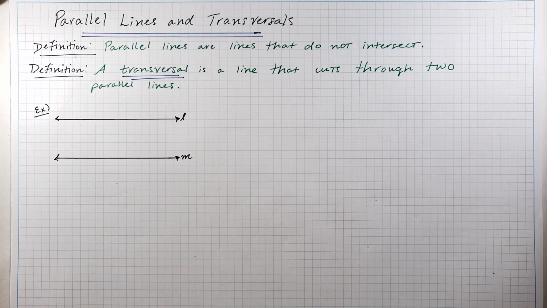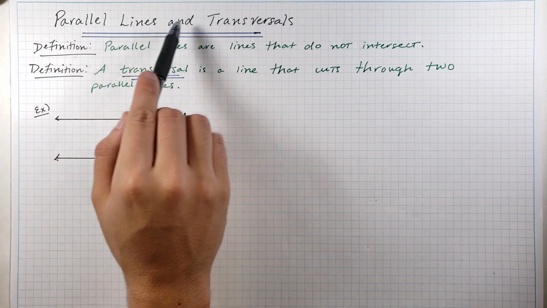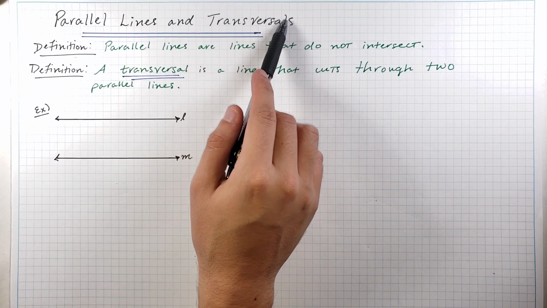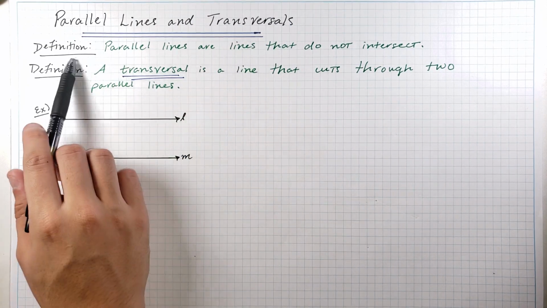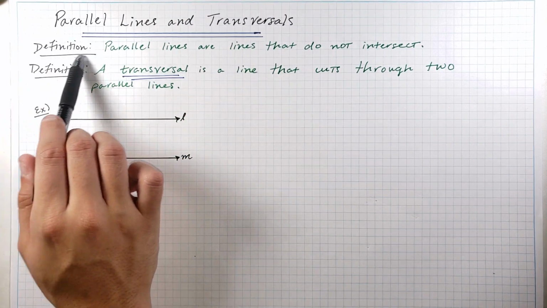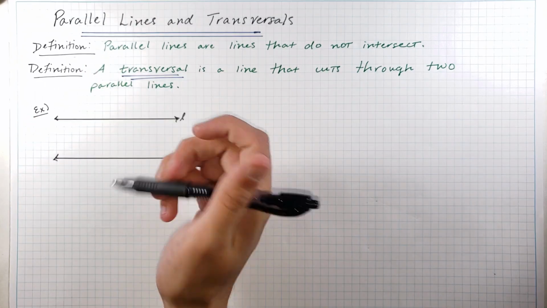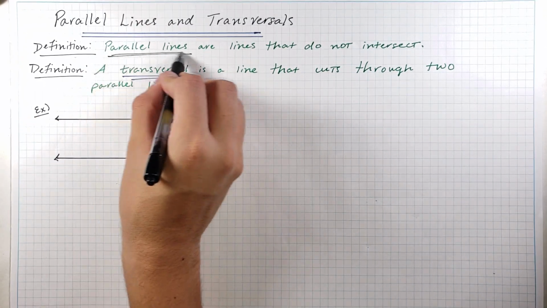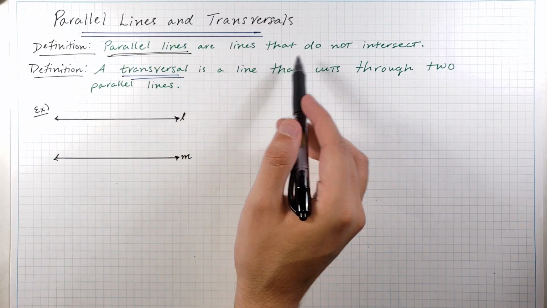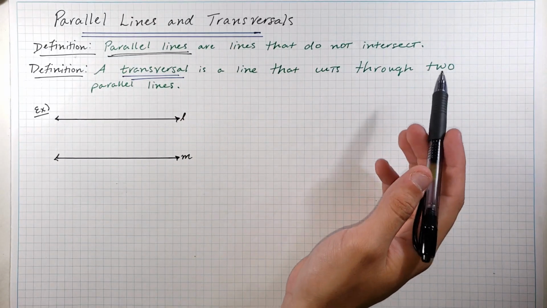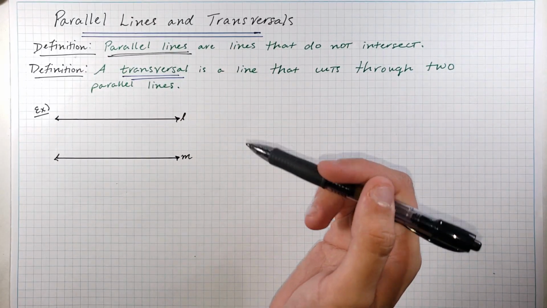Alright guys, so in this video we're going to be looking at this topic called parallel lines and transversals. So let's get started. First, let's start off with this definition. Parallel lines, we know what parallel lines are. Parallel lines are lines that do not intersect, right? That's from the past few videos.